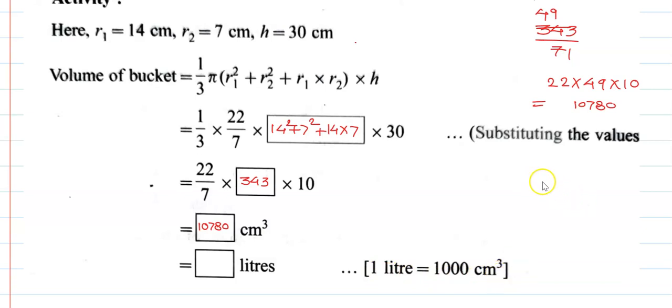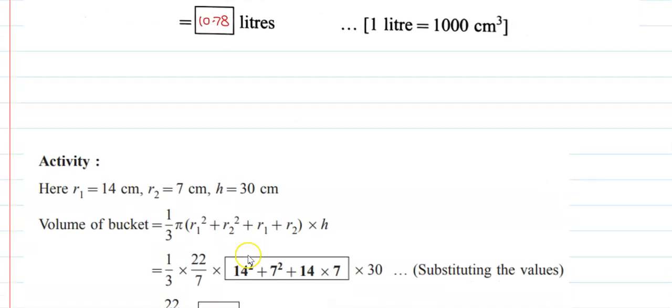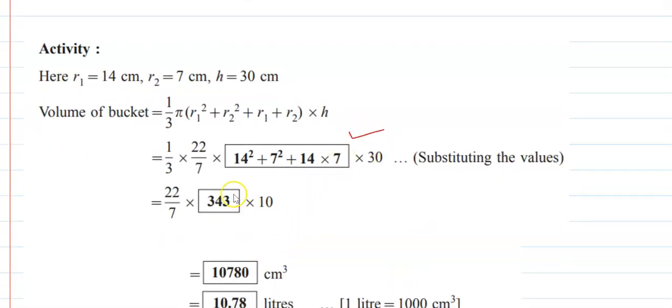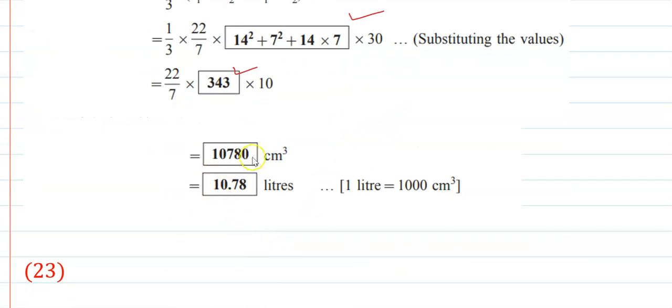and therefore we divide this 10,780 by 1000. Therefore you will get 10.78 liters, which is the volume of the bucket. You can look once again here at the values: 343, 10,780 and 10.78 liters.